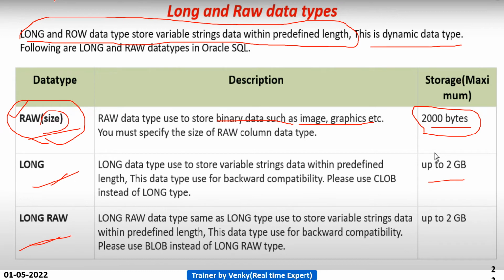2048 bytes means 2 MB, because 1 MB is 1024 bytes. So here you can insert files below 2 MB by using lang raw. You can insert below 2 MB. If your requirement is more than 2000 bytes, then you can go for the long raw.